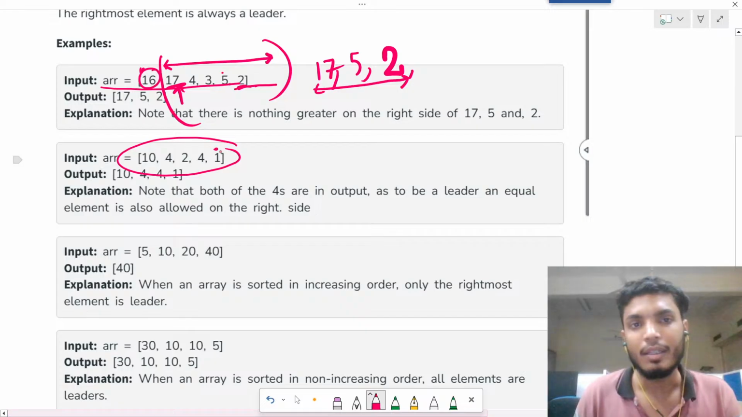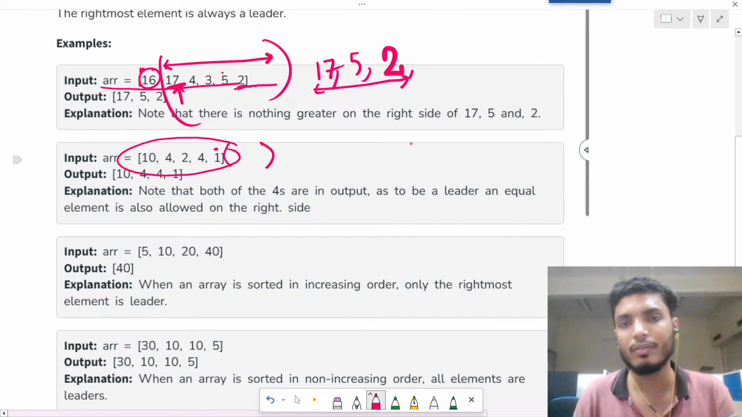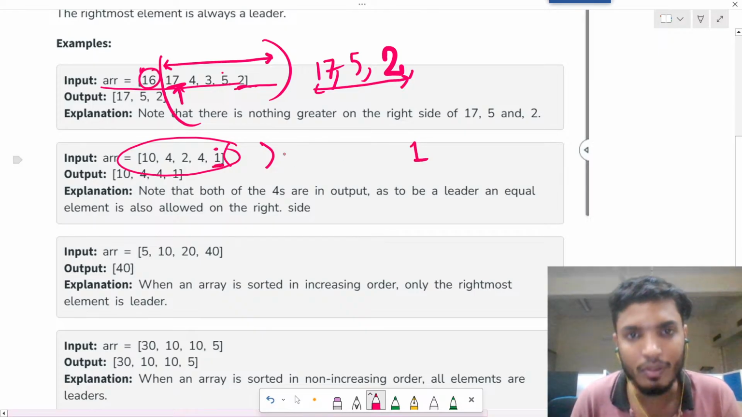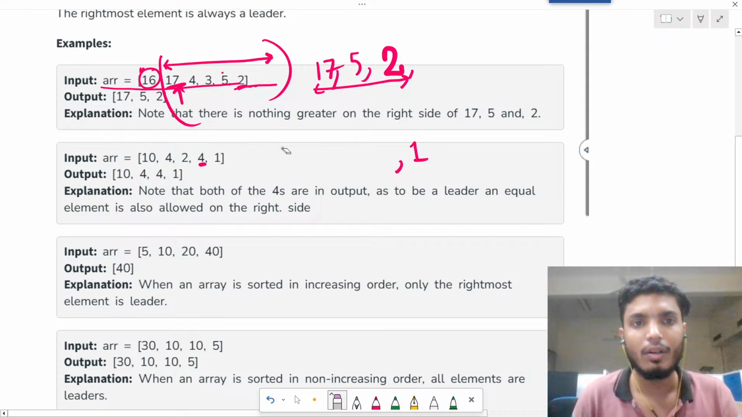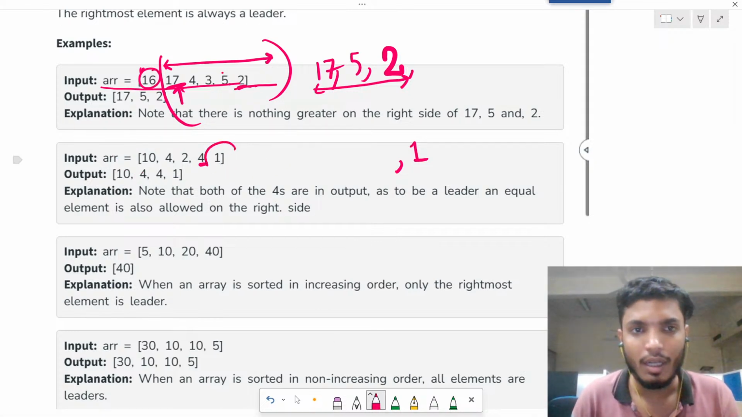1, all the elements to the right are less than 1. There is no element to the right, so 1 is a leader. Means the last element will always be a leader. 4, all the elements to the right of 4, are they less than 4? Yes, so 4 is a leader.